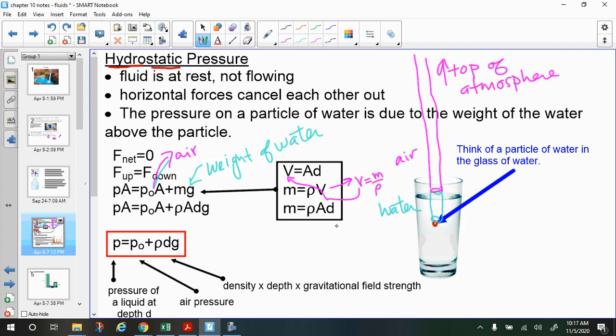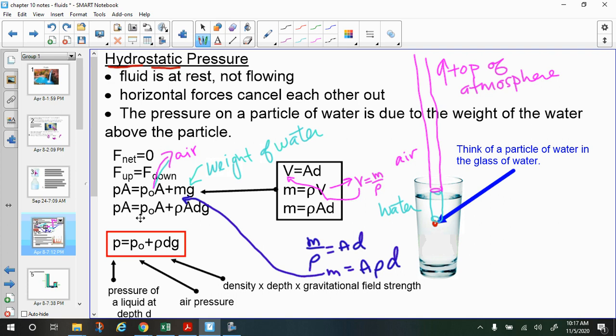Mass over density is equal to area times depth. And when you solve for mass, you get mass equals area times density times depth. Either way it works. So then you plug this into here, and then you get this equation.